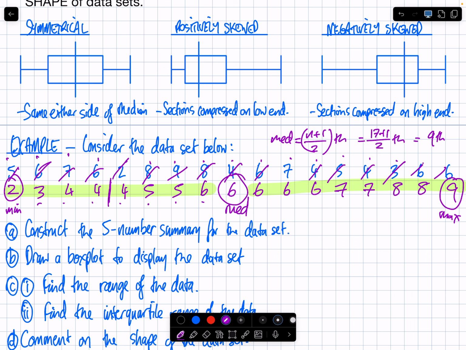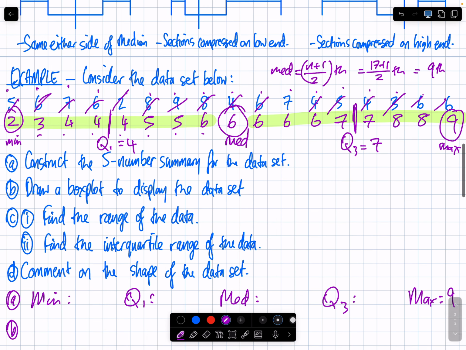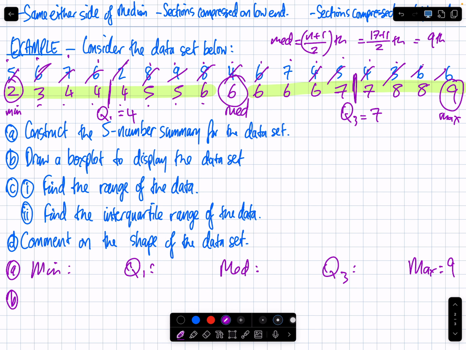What's the average of 4 and 4? 4. So Q1 is going to be 4. And Q3 is going to be, what's the average of 7 and 7? Also 7. Q3 equals 7. That's what I taught you on Wednesday. The only addition today is that we're drawing a picture of it. So we just worked out the minimum was 2, then 4, 6, 7, 9.